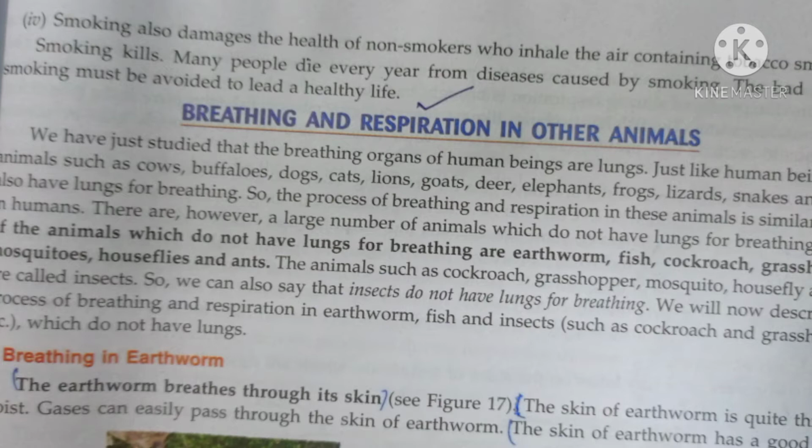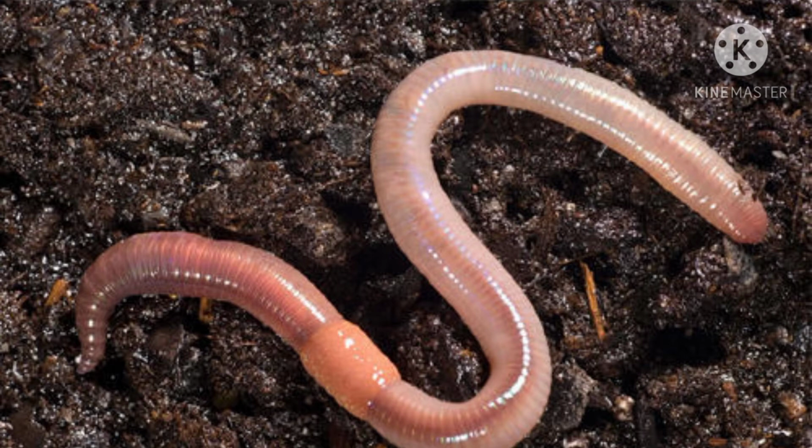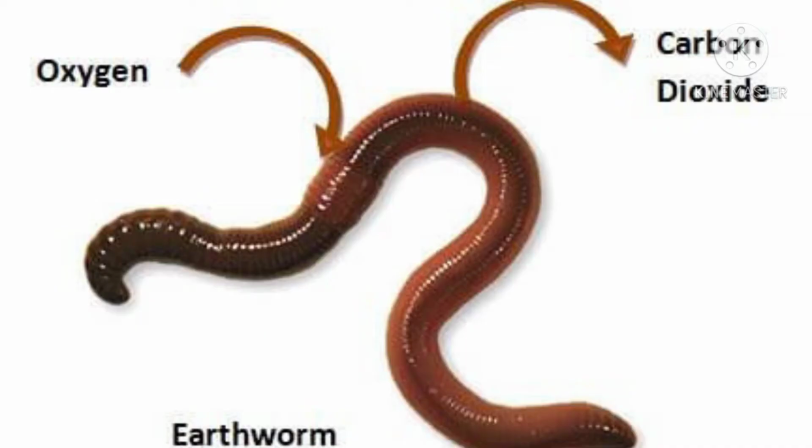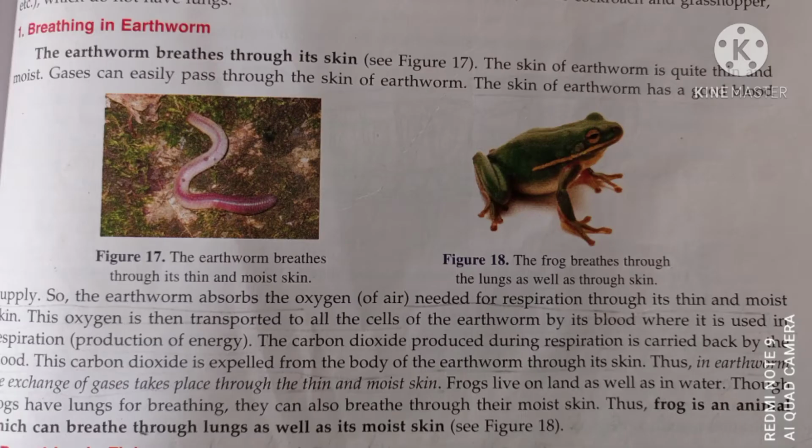Let us discuss breathing in earthworm. The earthworm breathes through its skin. The skin of earthworm is quite thin and moist. Therefore, gases can easily pass through the skin of earthworm by the process of diffusion. The skin of earthworm has a good blood supply. So, the earthworm absorbs the oxygen of air needed for respiration through its thin and moist skin.